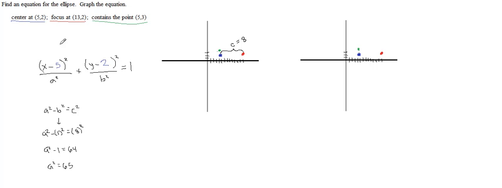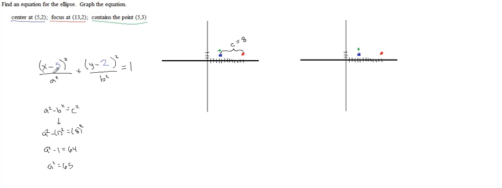Actually, I won't erase that yet. But since the major axis is horizontal, just like the x-axis, this general setup of my equation is going to have the a squared underneath the x. If it would have been vertical, then my a squared would have been underneath my y. But it was horizontal, so my a squared needs to be underneath my x term.